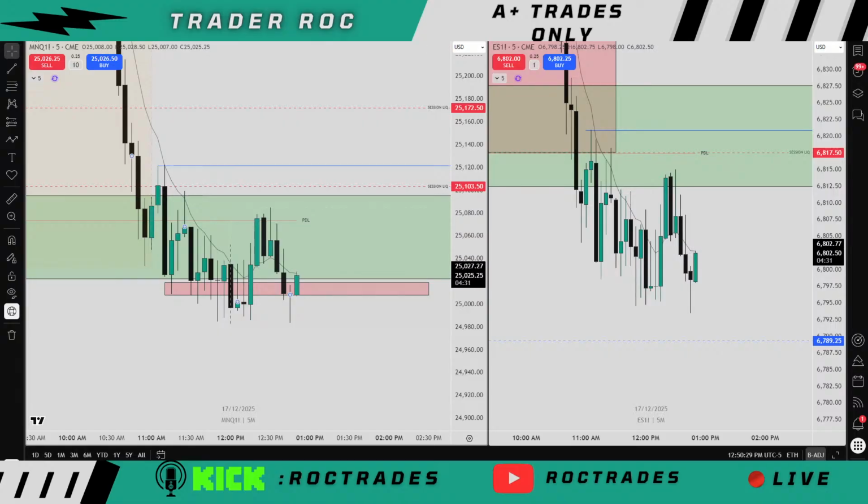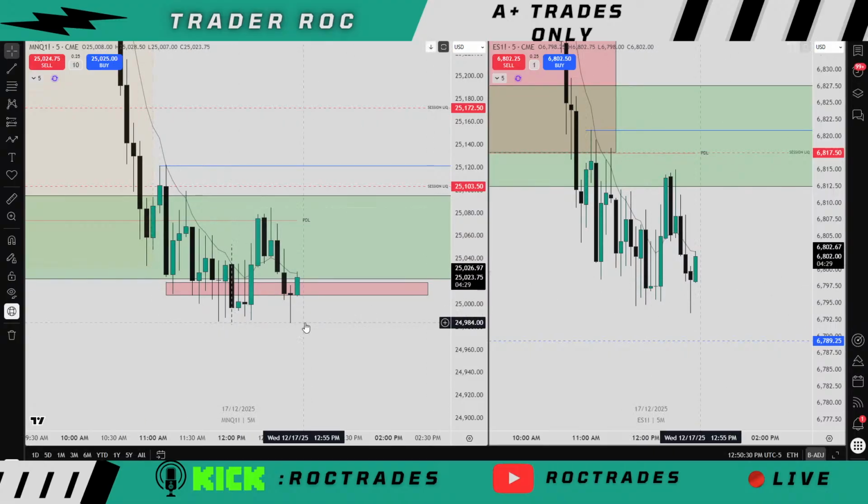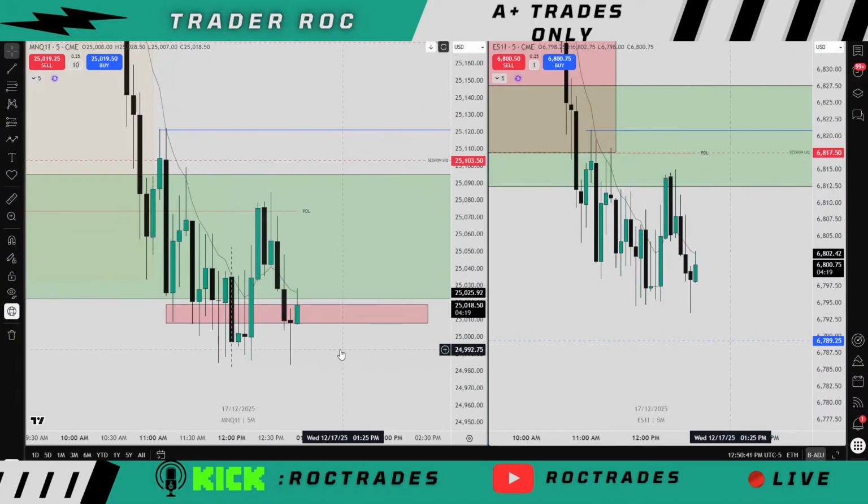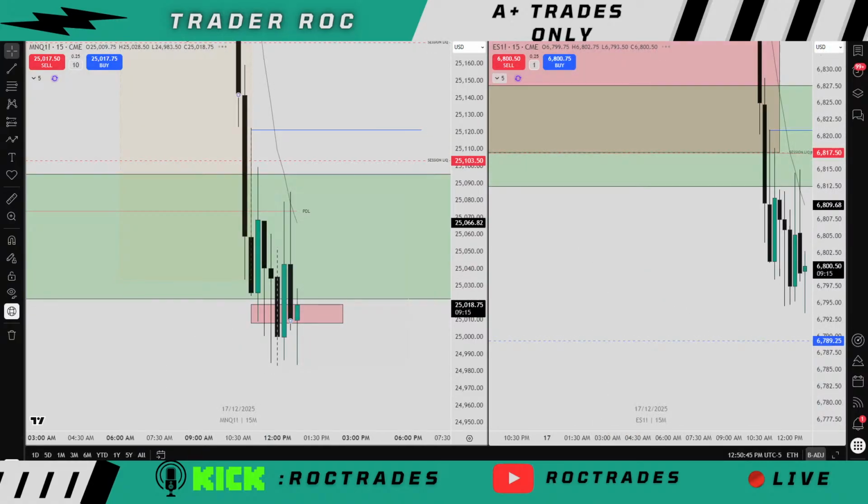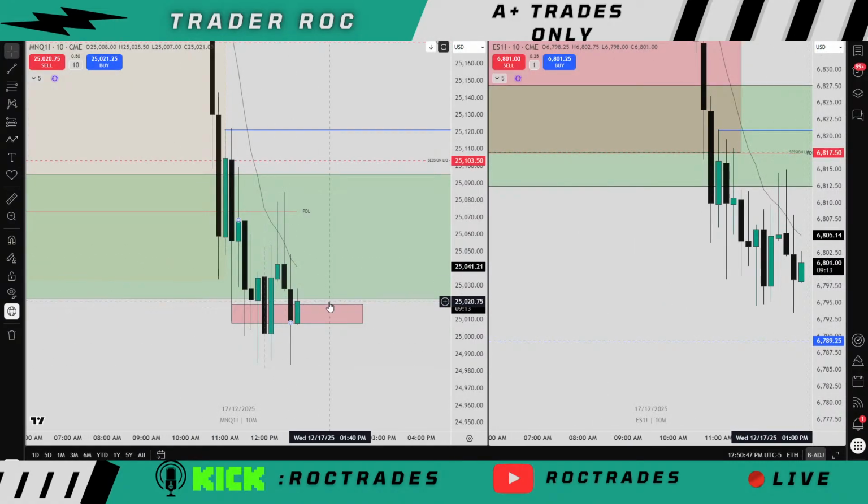Man, this is what you call time distortion. The market is clearly choosing not to go anywhere. Sweep a high, go lower. Sweep a low, go higher. So I like, okay, yeah.